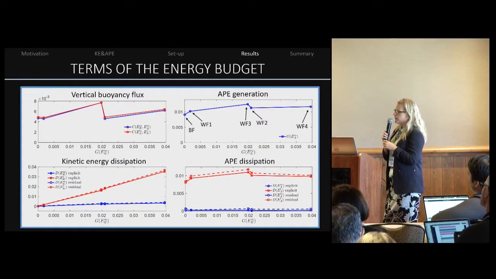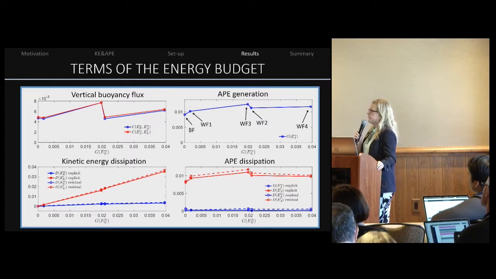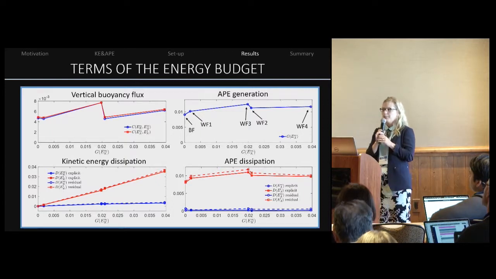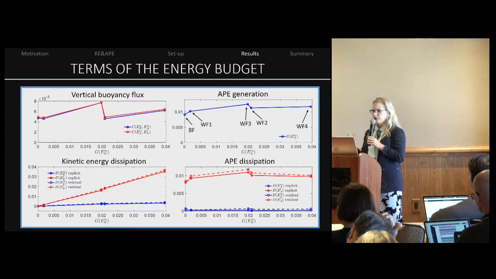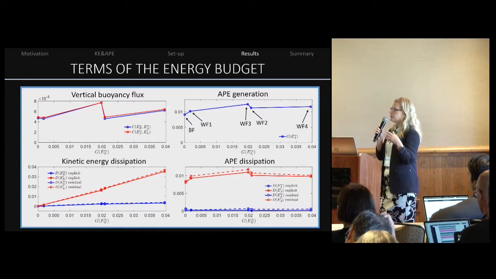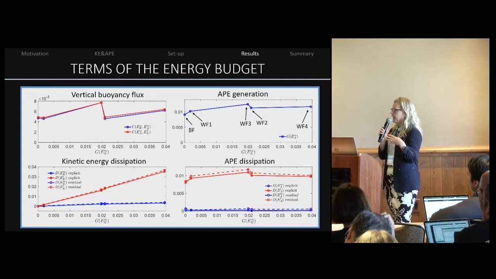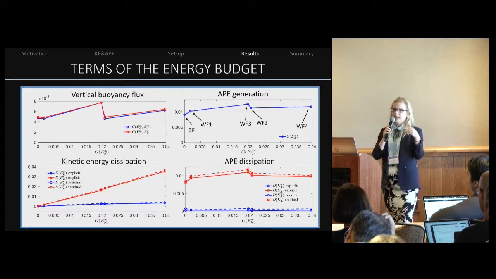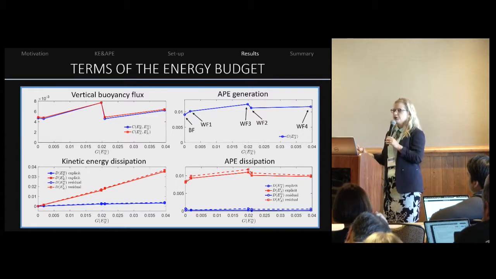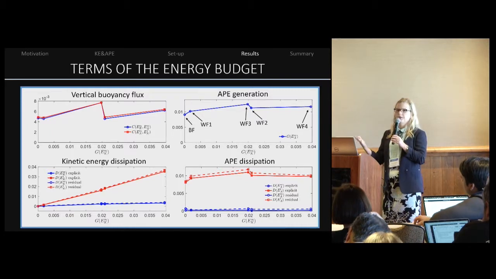Some of the terms that we look at: the vertical buoyancy flux is the exchange between the kinetic energy and APE. And in general, we see that the mean field and the turbulent field are compensated. So that goes back to that idea of eddy compensation. In the mean field, shown by the blue line in the top left graph, the winds generate energy going into the APE field. And then the eddies take out that APE energy and put it back into the kinetic energy field, which then gets dissipated. As we increase the kinetic energy generation, the kinetic energy dissipation increases almost linearly with that.